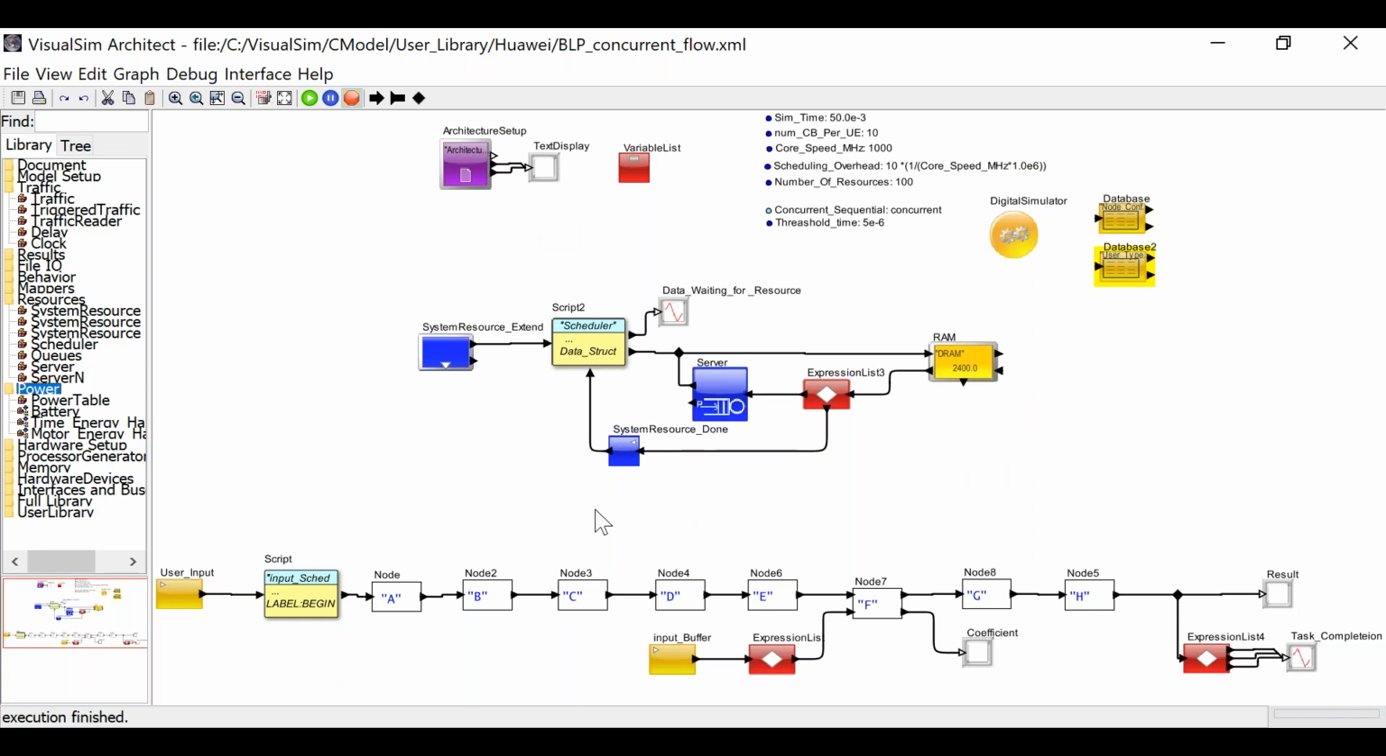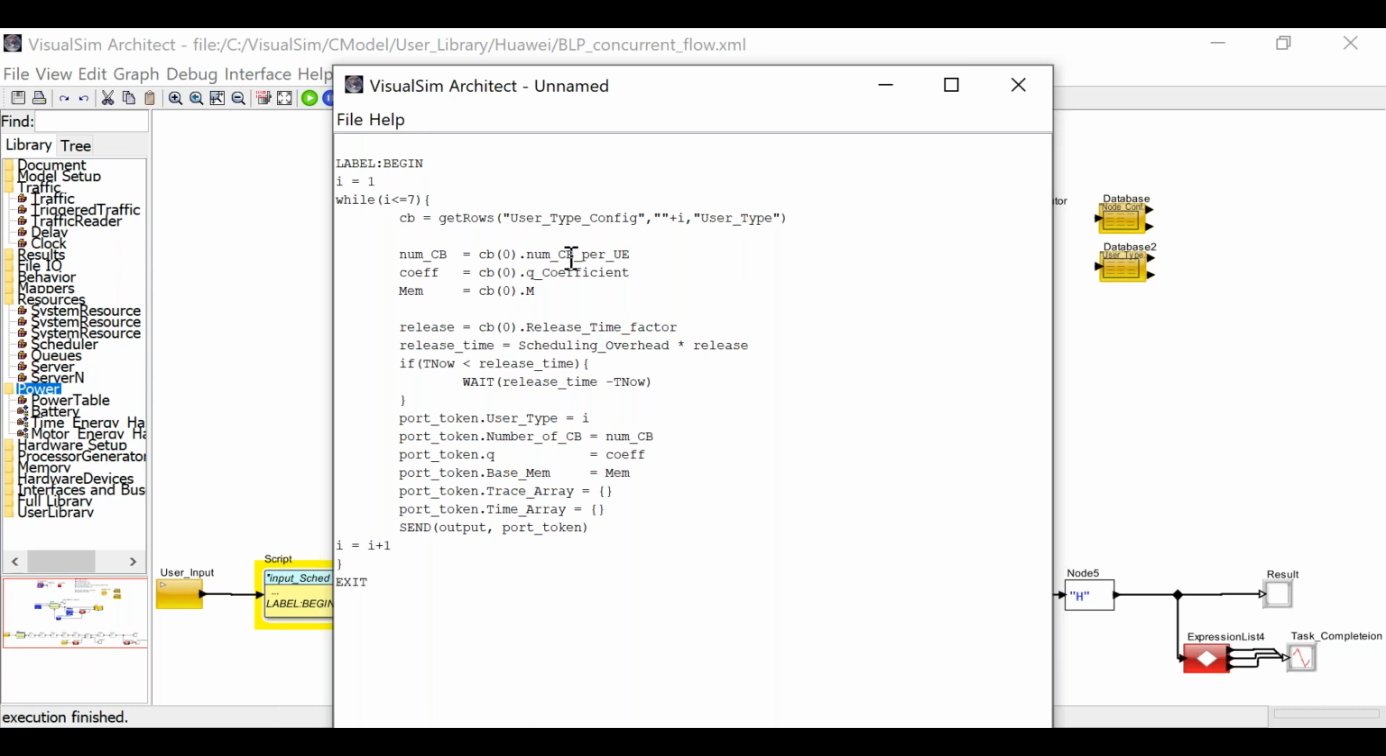Now, here you can see again the user input that is being triggered, and here we have a logic which is based on the user input. We're going to have a release time, which essentially means that for every user input, there are going to be multiple user types that are going to be generated. So for each one, we're actually generating 7, starting from 1 to 7, and there's a time delay or scheduling overhead between each one of those.